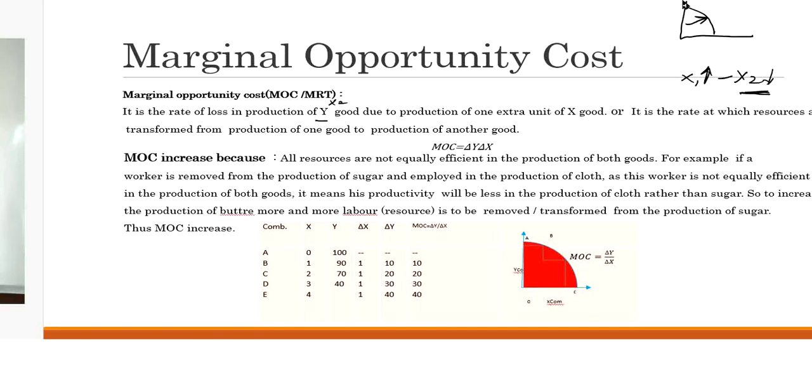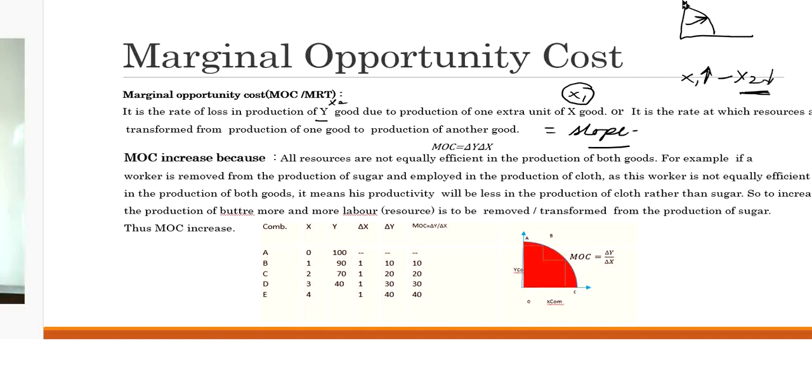By increasing one extra unit of X1, it is the rate at which resources are transformed from production of one good to production of good 2. And this rate is known as slope. This rate is also known as slope of PPC.